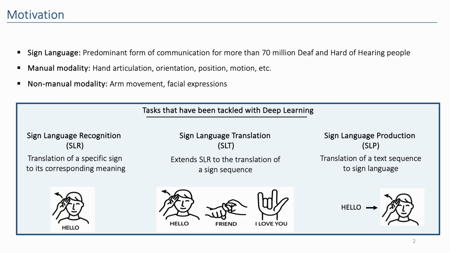Deep learning methods have been proposed to bridge the domain gap between sign and spoken languages. Most methods focus on sign language recognition, which includes the translation of a specific sign to its corresponding meaning, as well as sign language translation, which extends sign language recognition to the translation of a sign sequence to its spoken word equivalent. However, sign language production remains the most challenging and least explored task.